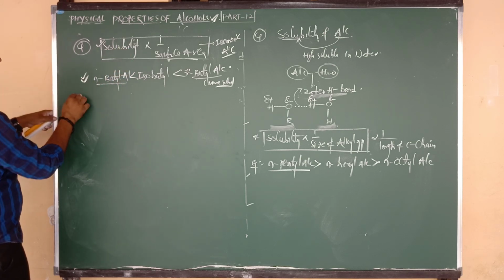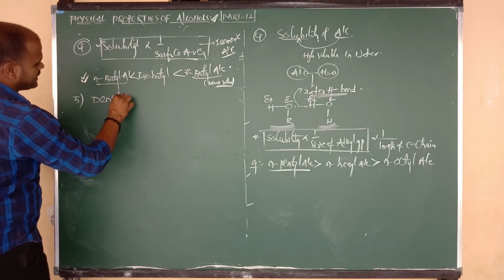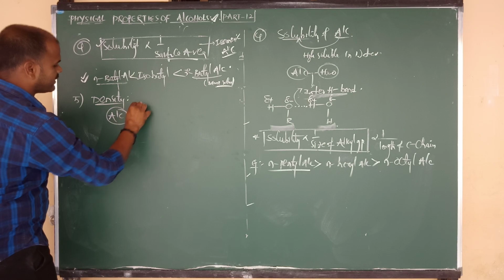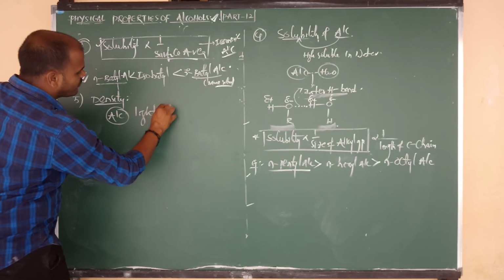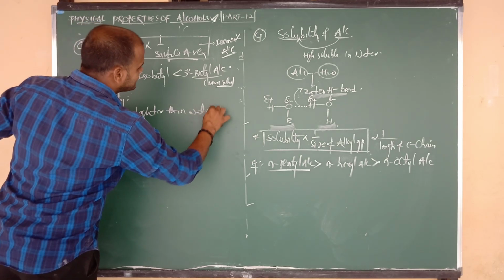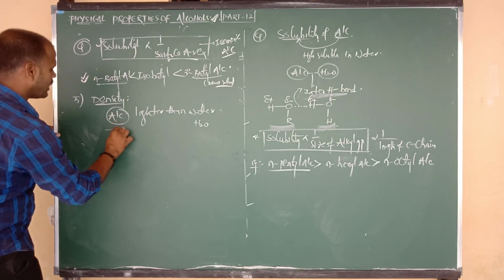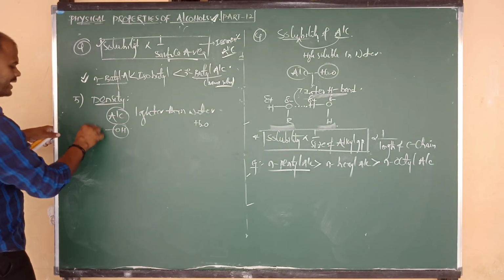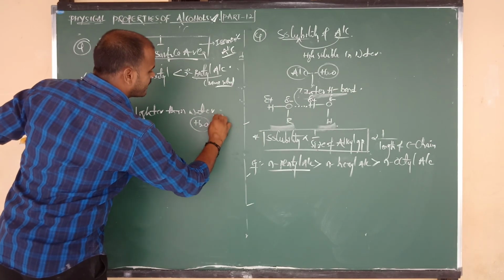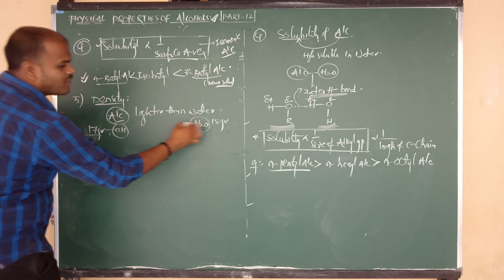Next topic, another physical property: density. Remember this. One thing I want to say is that alcohols are lighter than water. Water should be considered lighter in weight, because the formula of water is H2O and the alcohol group is OH. OH weighs 17 grams, and water weighs 18 grams. So alcohols are lighter than water.